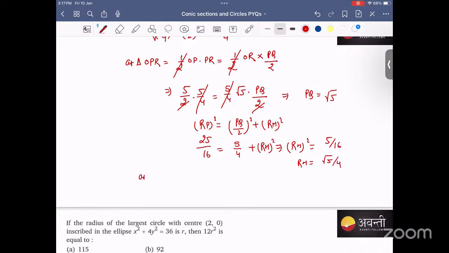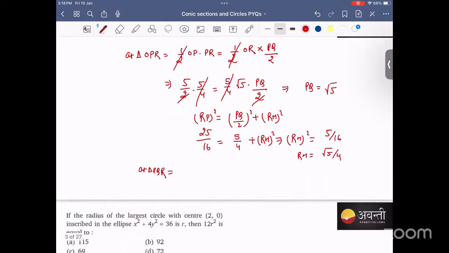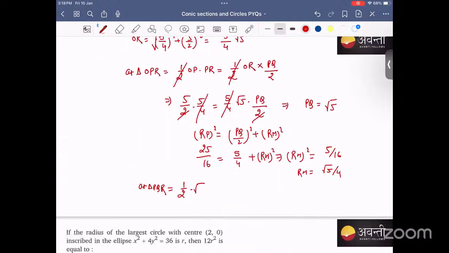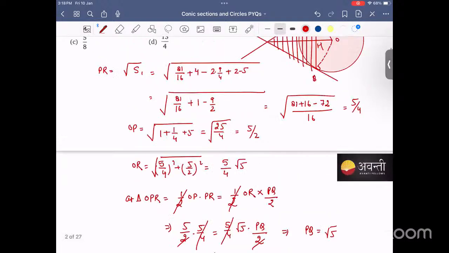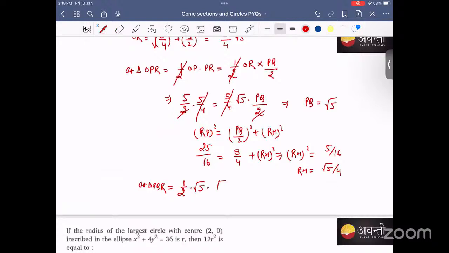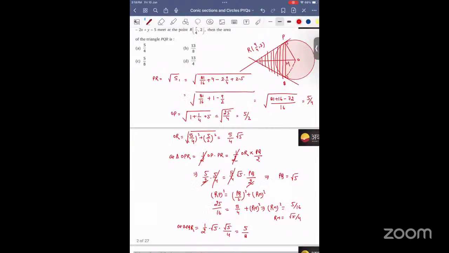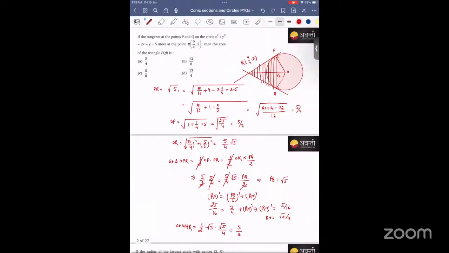Now the area of triangle PQR is half of base, PQ found as root 5, into height RH. RH is under root 5 by 4. So the answer is 5 upon 8. Have a look. Little bit of tough calculation, but simple question. Everything is visible, but you are supposed to do it. Have a look.